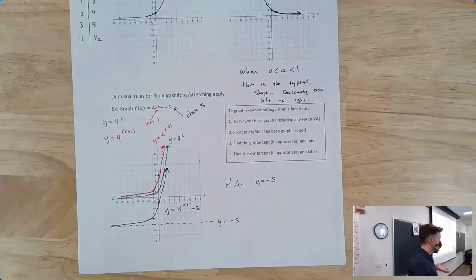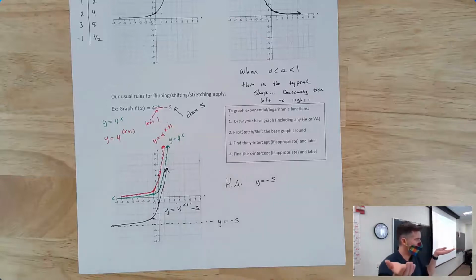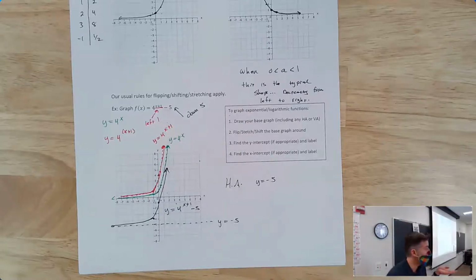So when we're drawing this, if you were drawing it without doing the intermediate steps, I would be thinking, okay, I'm going to take my graph and move it to the left one, down 5. Try and draw it there and then put in the important details.